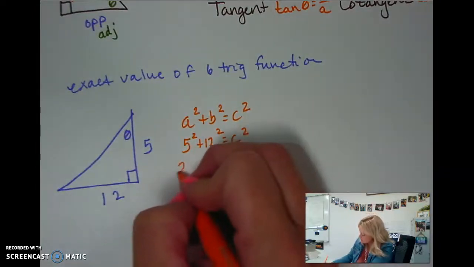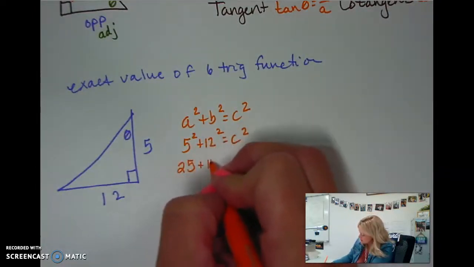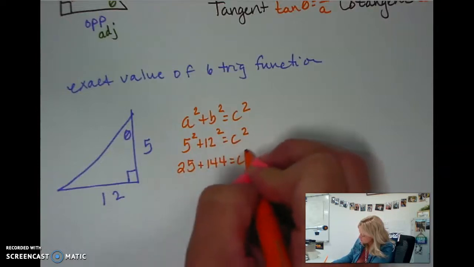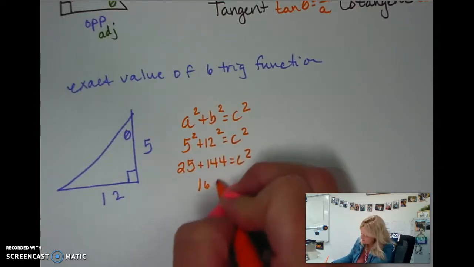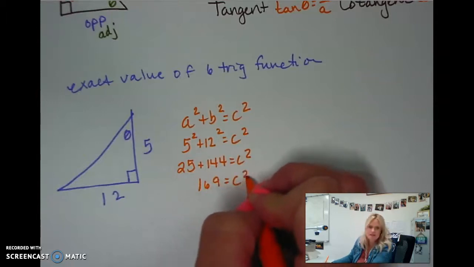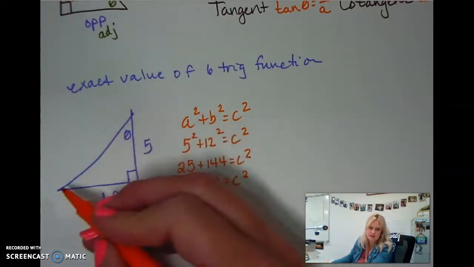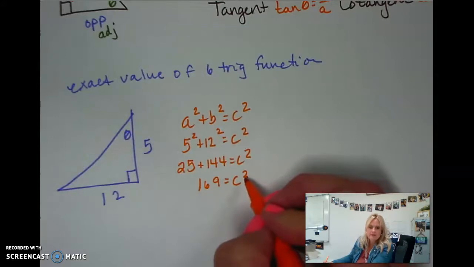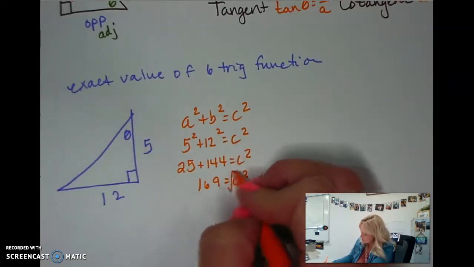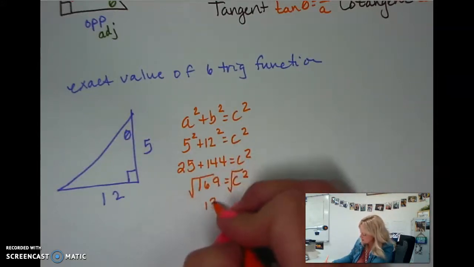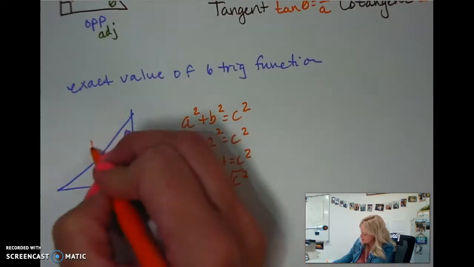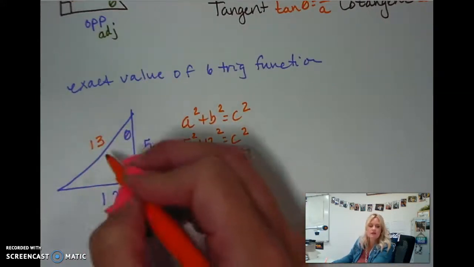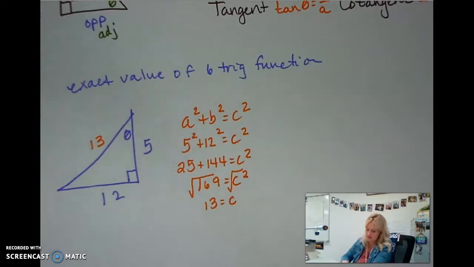So 5 squared is 25, 12 squared is 144. If we add these together and get 169, that doesn't make sense for this length to be 169. Remember, that is c squared, so when I square both sides, c is 13, which makes sense. It fits with 5 and 12, and it is also the longest side.